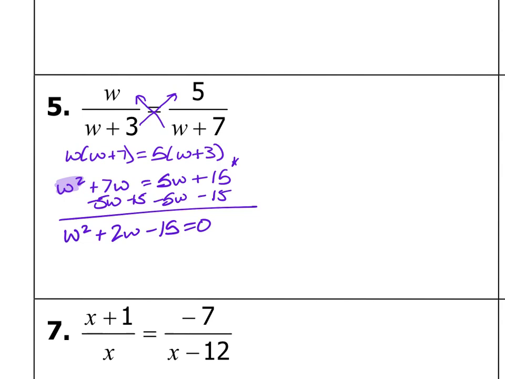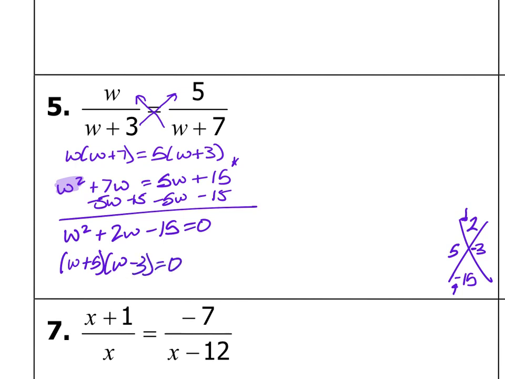Okay, so I'm going to come just down here. I need two numbers that multiply to be negative 15 and add to be 2. Well, I know that 5 times 3 equals 15, and since my 15 is negative and my 2 is positive, my bigger number is going to be positive, and my smaller number is going to be negative. So this is going to factor to W plus 5 times W minus 3 equals 0.